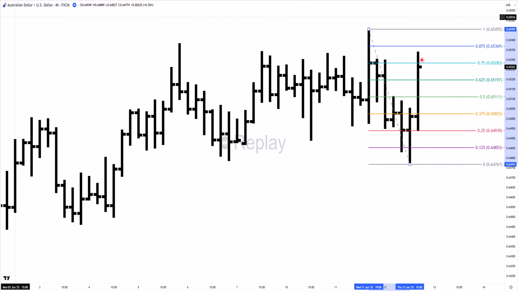But I love 75% retracements because it really is a one and done thing. I'll place an order around there. If I have other things going for it, I'll place an order around that 75% milestone.